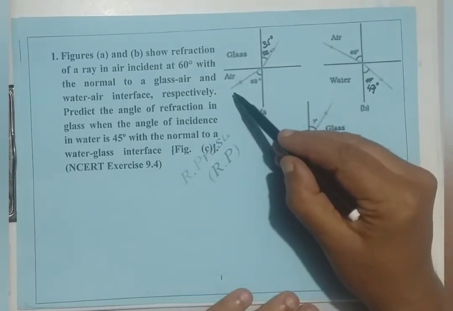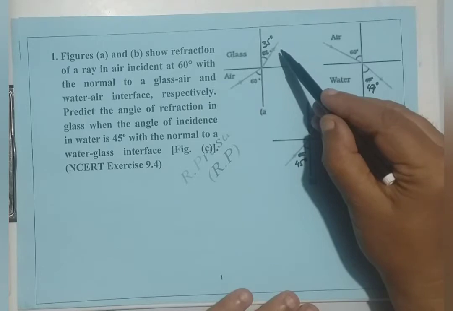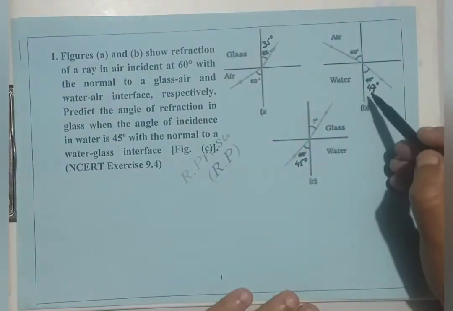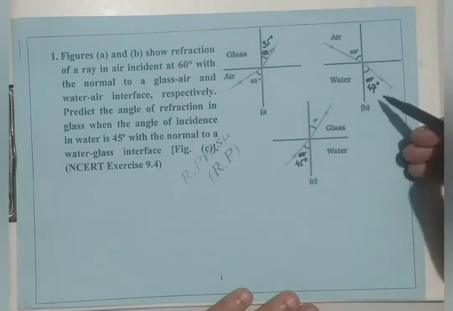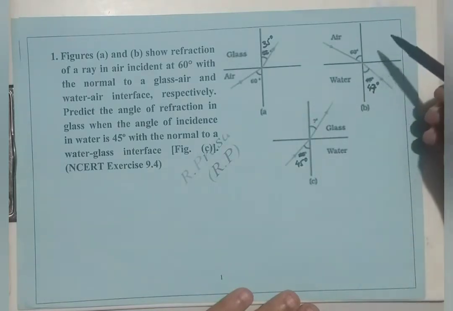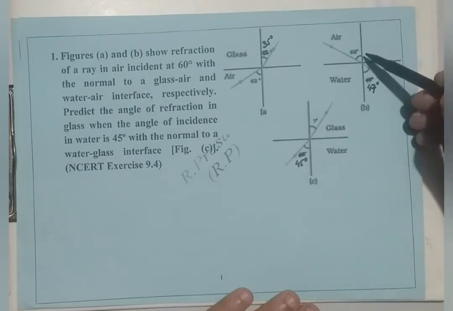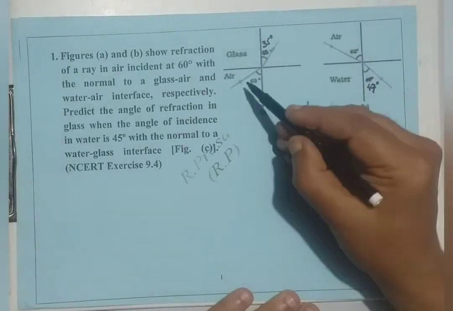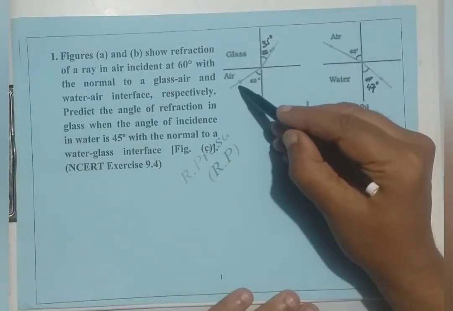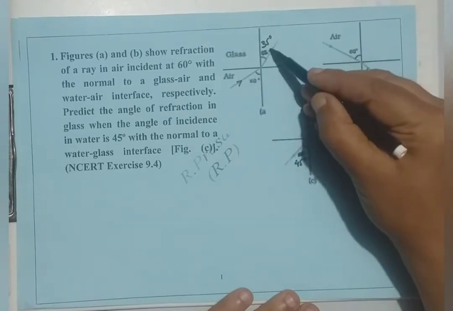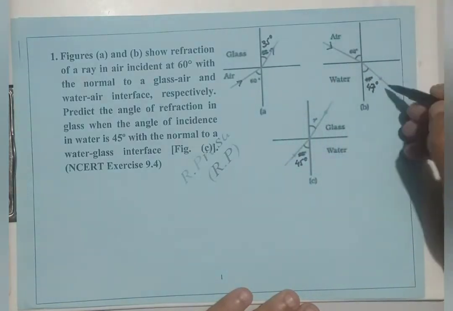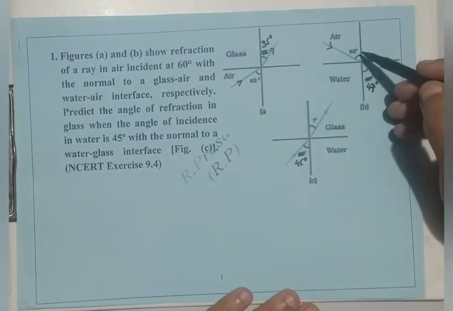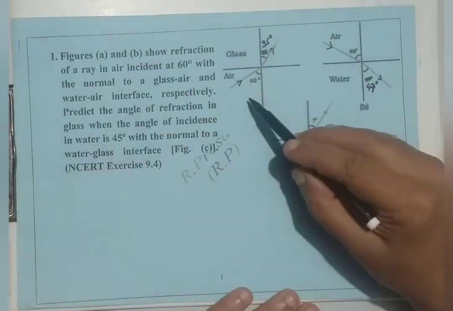Observe here, light is moving from air to the glass with 60 degrees as the angle of incidence. And in water-air, 47 degrees is the angle of refraction. Observe the arrows there. Therefore, here the angle of incidence is 60 degrees, here the angle of incidence is also 60 degrees, but it is in air and here also air.